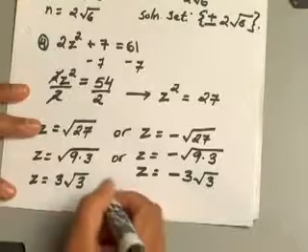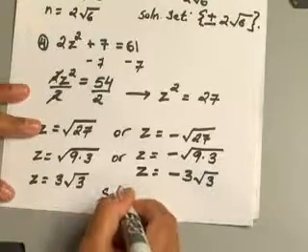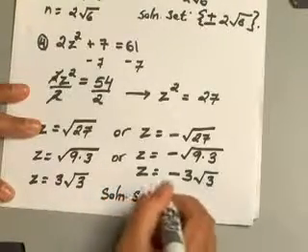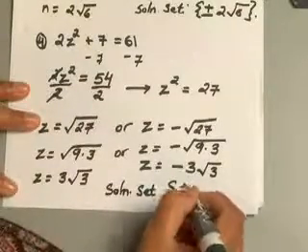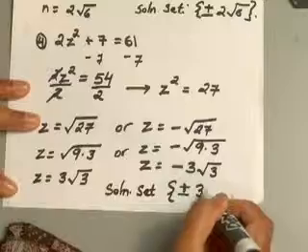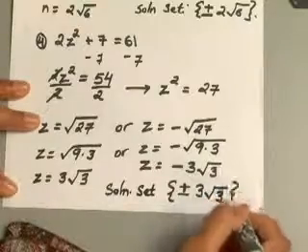So again, go back and check your answers to make sure that these solutions will work for your original equation. And again, your solution set will be positive and negative 3 square root of 3.